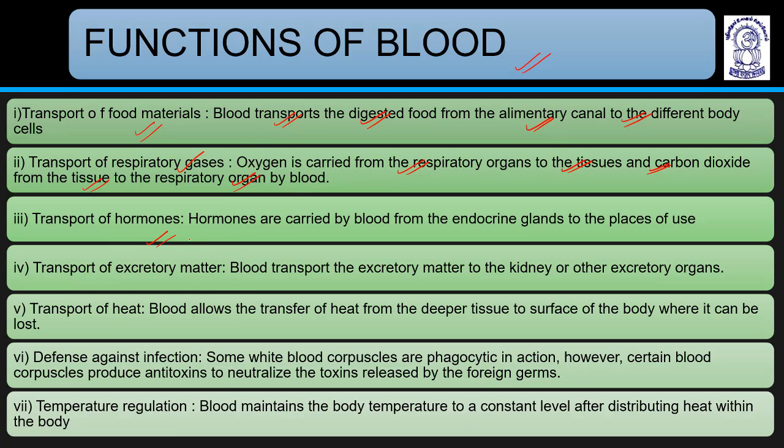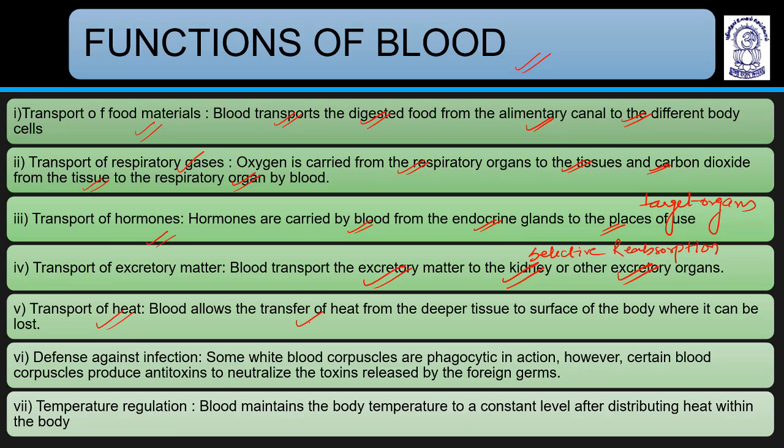Transport of hormones. Hormones are carried by blood from the endocrine glands to the place of use, that means the target organs. Transport of excretory substances. Blood carries excretory matter to the kidney or the excretory organs for their selective reabsorption and secretion.